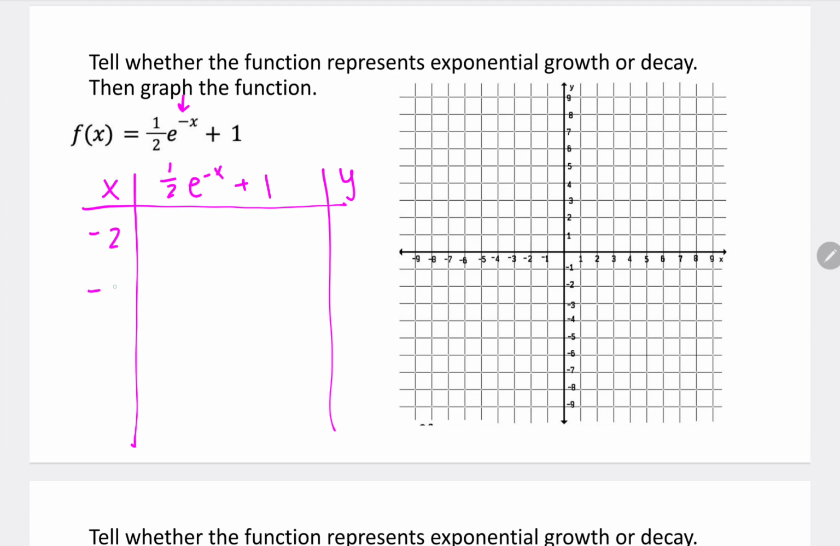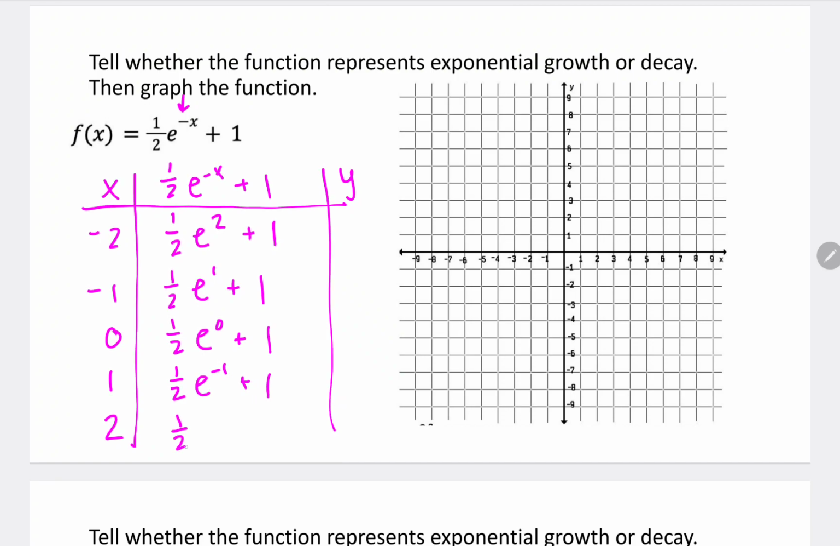I'm going to plug in all my normal numbers. And when I do that, when I plug in -2, my exponent becomes -(-2), or +2. Plugging in -1 gives me an exponent of +1. Plugging in 0 gives me an exponent of 0. Plugging in 1 gives me an exponent of -1. And plugging in 2 gives me an exponent of -2. So again, we're going to find each of those values.